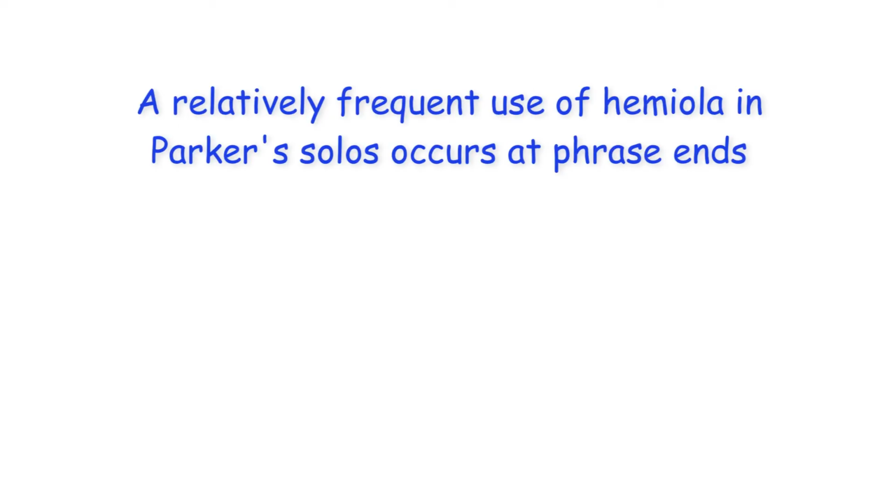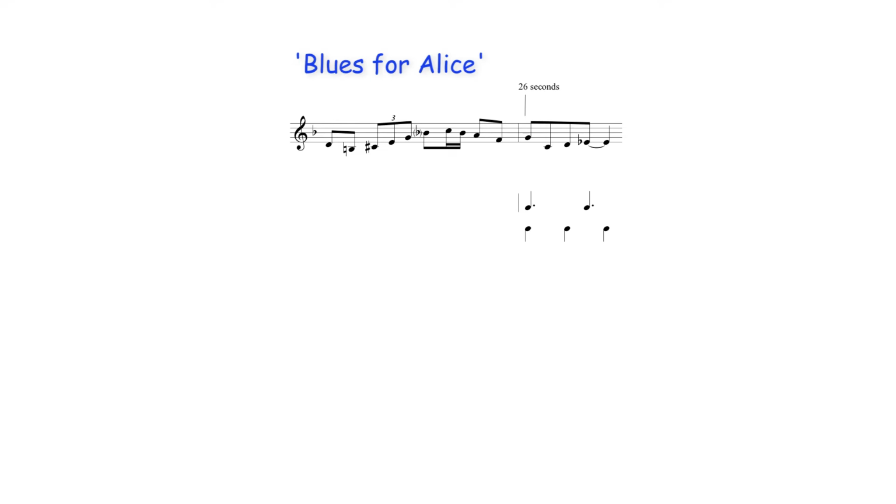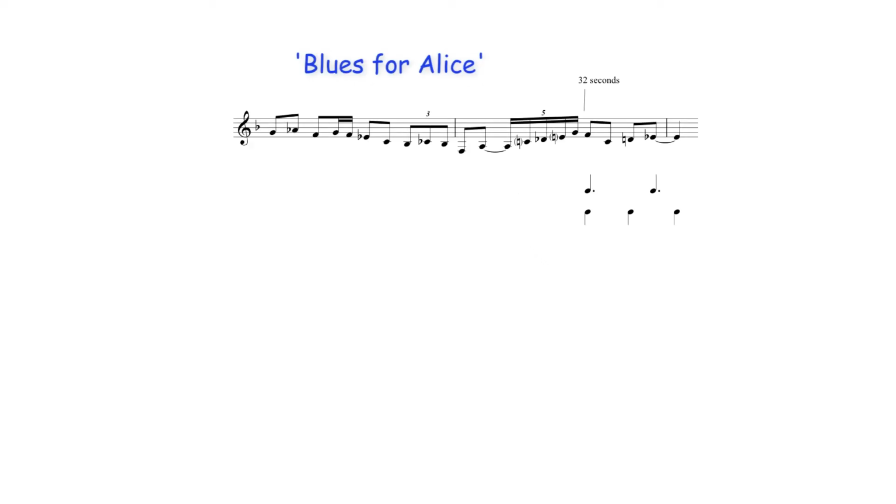A relatively frequent use of hemiola in Parker's solos occurs at phrase ends. For example, beginning 26 seconds into the tune Blues for Alice, Parker plays this characteristic line, which because of the accents on the notes G and E flat creates a hemiola. This same idea is then used beginning at 32 seconds.